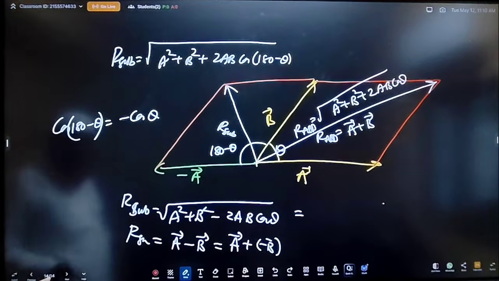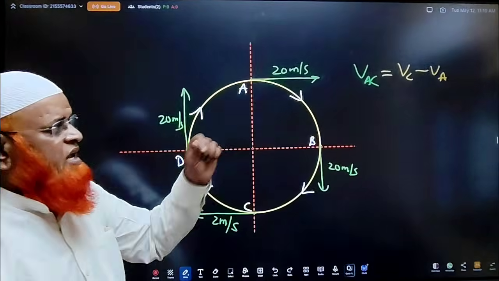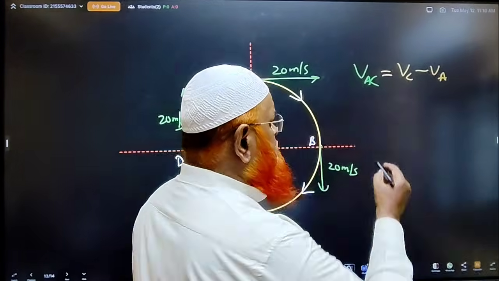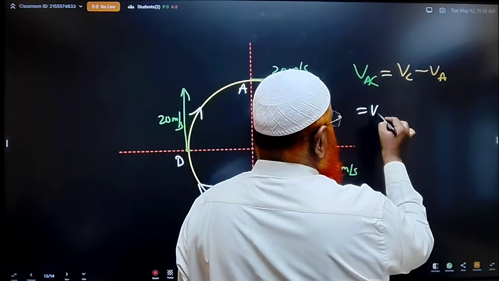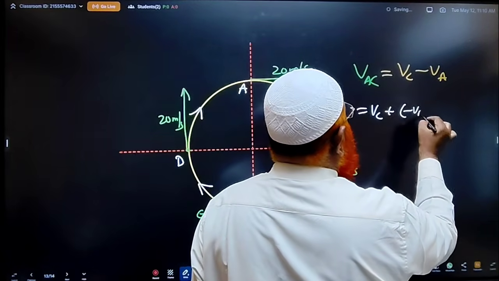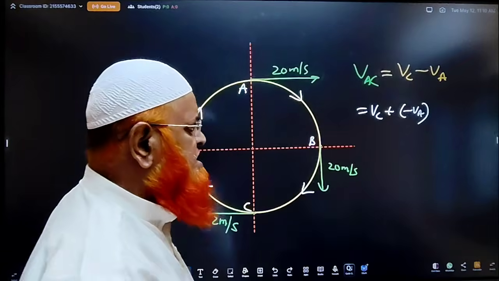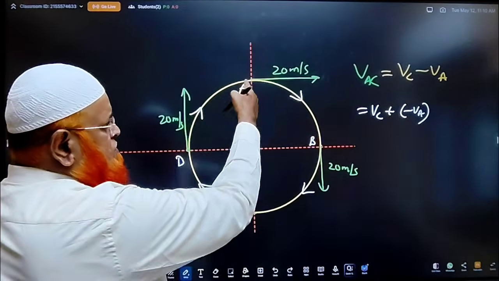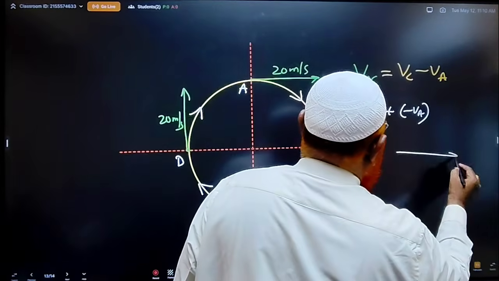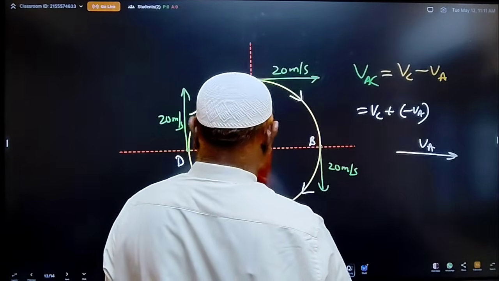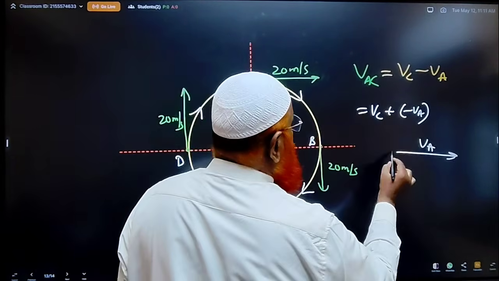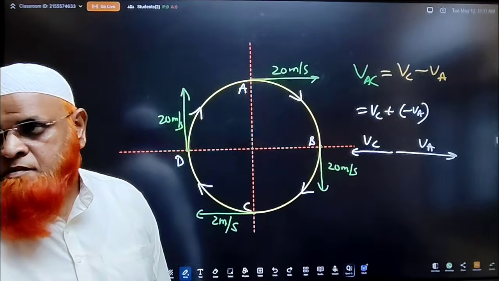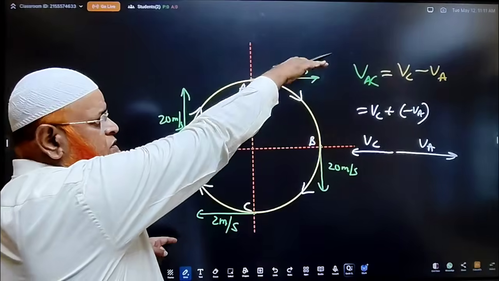Understood? So why am I explaining all this? Because if you observe here, VAC is nothing but VC minus VA. And what does VC minus VA mean? It is VC plus of minus VA. Addition of one positive vector and one negative vector. So previously VA was like this, and VC was like this.